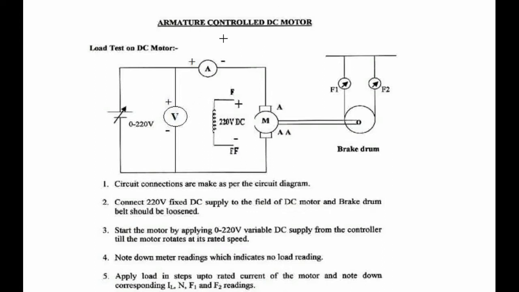Here it is. This is the supply, 0 to 220 volts. The voltmeter measures the voltage. The ammeter is in series with the motor to measure the current. This is the field terminals of the motor. The motor shaft is connected to the drum, that is the pulley. It is given like this.